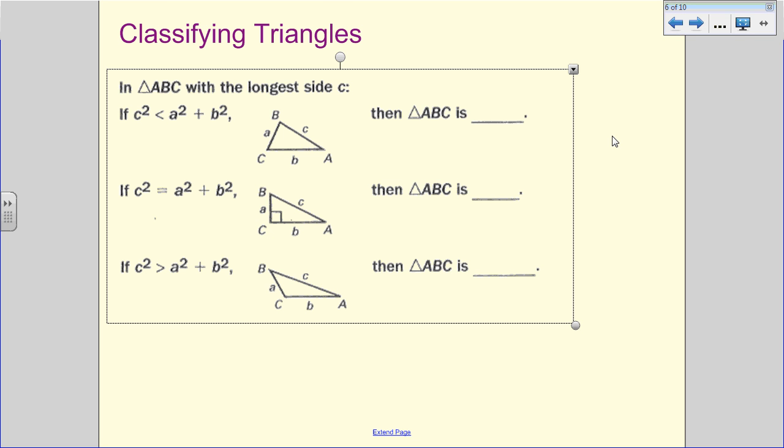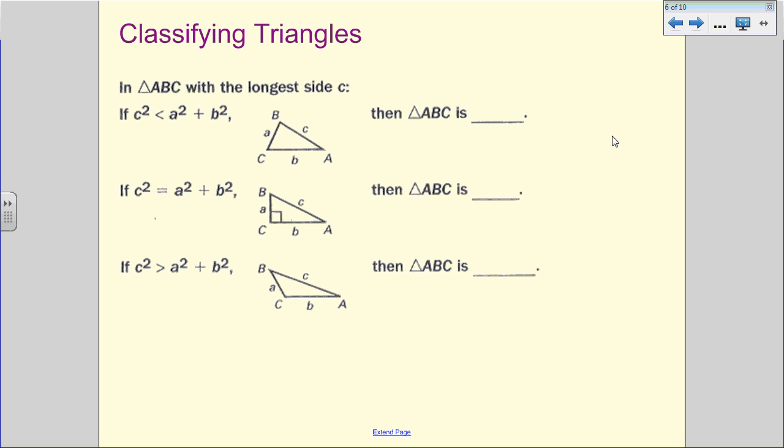Now what we want to do is classify triangles. So we're going to use this Pythagorean theorem. Sometimes we have c squared equaling a squared plus b squared, and when that happens, we know that we have a right triangle. That's what we just got done proving. But what can we learn when they're not equal to each other? Well, if c squared is smaller than a squared plus b squared, then our triangle is acute.